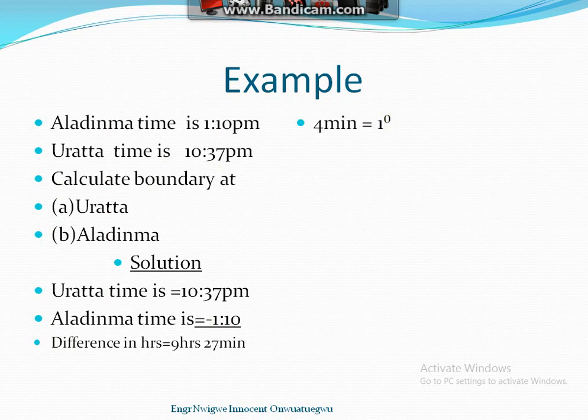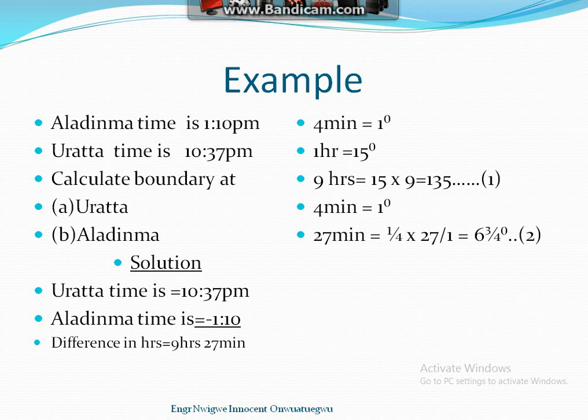4 minutes is equal to 1 degree. 1 hour is equal to 15 degrees. 9 hours will be equal to 15 times 9, which will give us 135 degrees. This is equation 1. The 9 hours is from the time difference between Aladima and Orata. Then to get the fraction which is remaining, which is 27 minutes, we have 4 minutes is equal to 1 degree. 27 minutes is now equal to 1 over 4 times 27 over 1, which will give us 6 and 3 over 4 degrees. This is our equation 2.